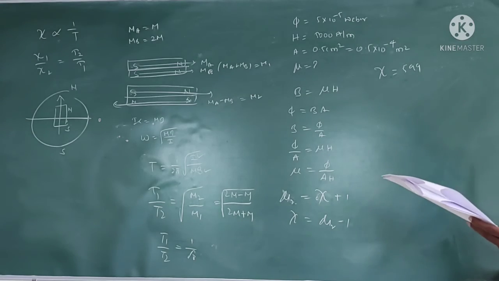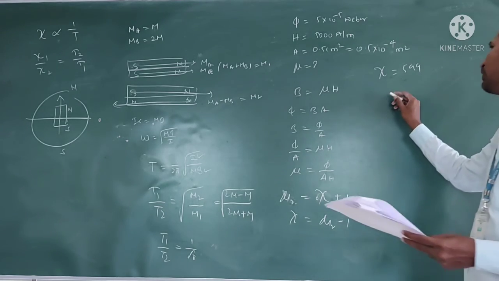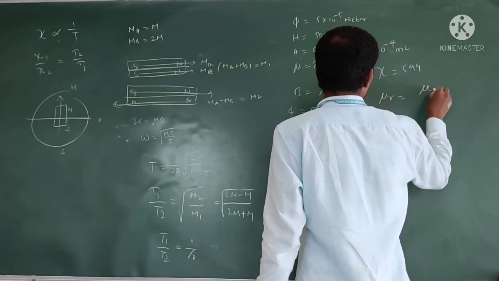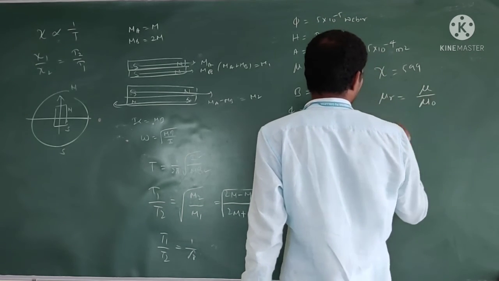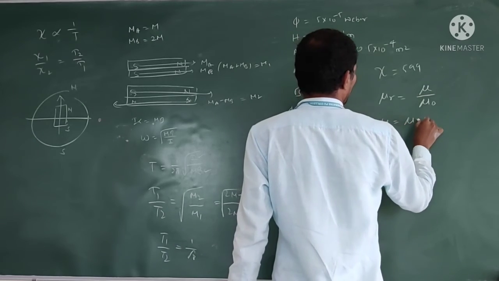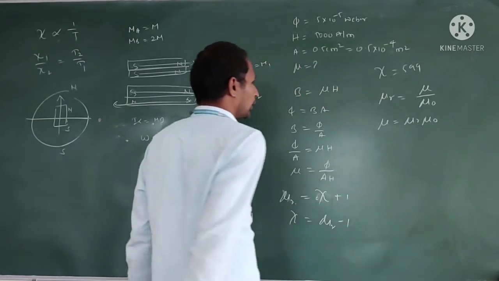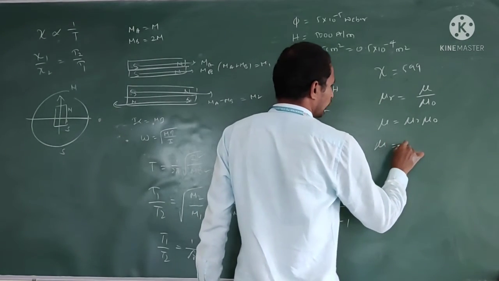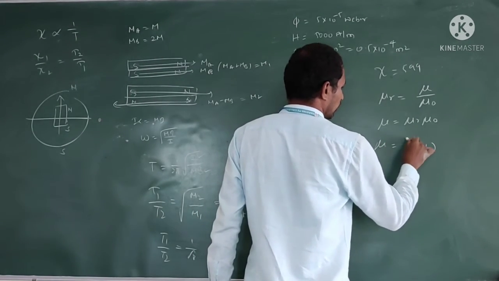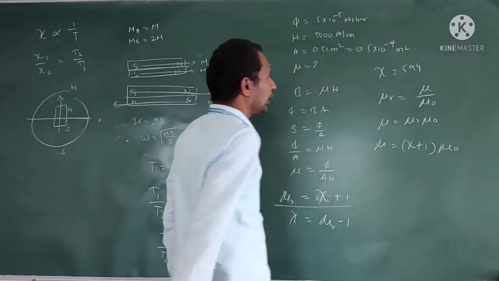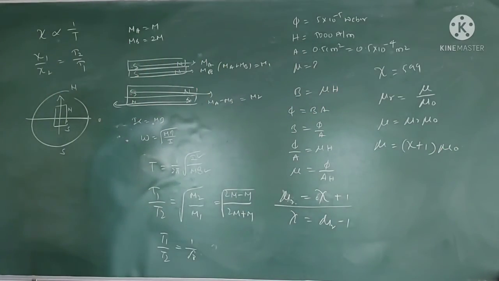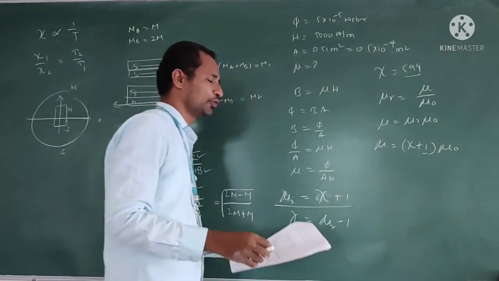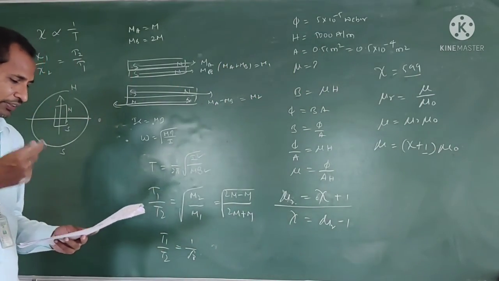So for permeability, we use this relation. Relative permeability is equal to absolute permeability by that of free space. So mu is equal to mu r into mu naught. What is the mu r relation? So mu is equal to, all values given, right? 599 plus 1. Mu naught value is known, 4 pi into 10 power minus 7, as they given in the question.